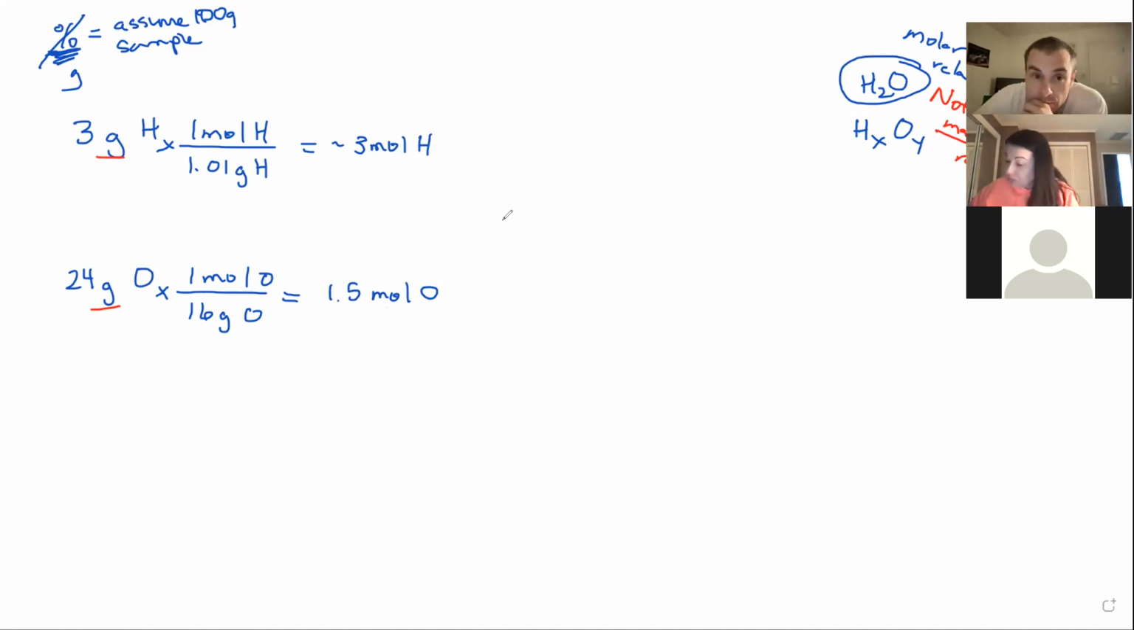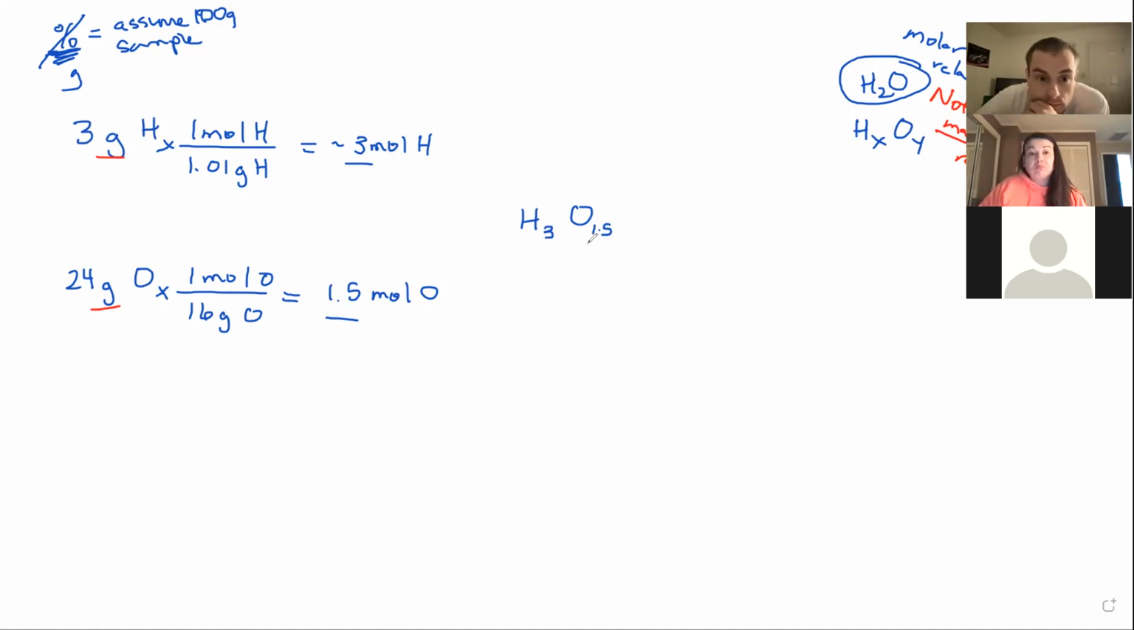So the next step in the text/slides is to make like a pseudo formula where we use these as our subscripts. So hydrogen is going to get a value of 3 and oxygen is going to get a value of 1.5. These are the correct ratios, but why don't we like those? Why are they icky? Can you have 1.5 atoms of oxygen? So we want to preserve, keep the ratio, but we want to get it into whole numbers.